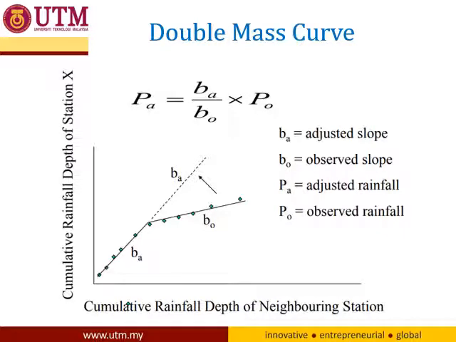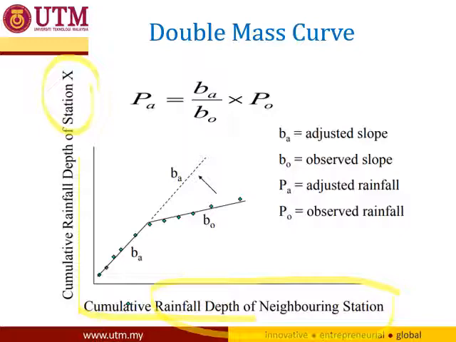Okay, so this is an example of a double mass curve. What you need to understand is that it is a comparison between one station, here station X, and a number of neighboring stations. So you compare one station to neighboring stations. Both are the cumulative rainfall depth. I will show you the example of data later.